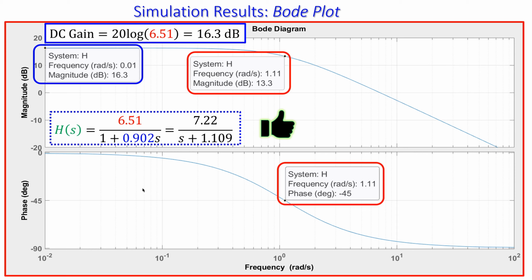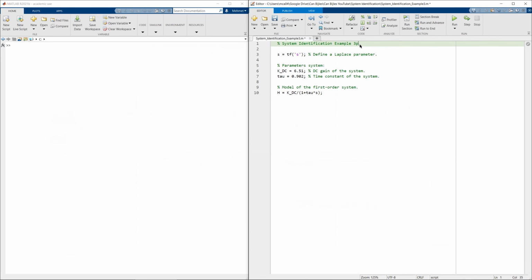So let's jump to MATLAB. So we are at MATLAB. This is our command window, and this is the script I have prepared for this example number 3. Again, looking at the script, I have defined a Laplace parameter here by using this command s is equal to transfer function, and then using that parameter s.